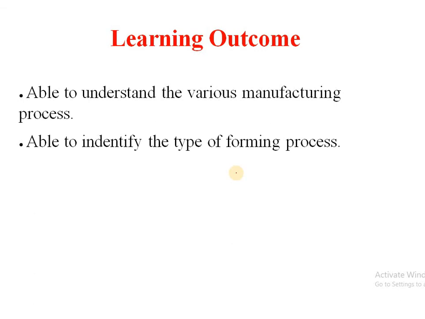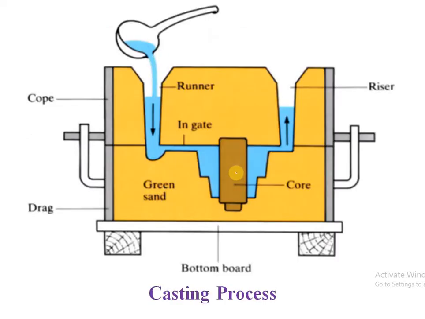Now actually different manufacturing processes are used for different types of material because a unique manufacturing process cannot be used for all types of materials. So as the material properties vary, manufacturing process varies. So here is the first, that is casting process.